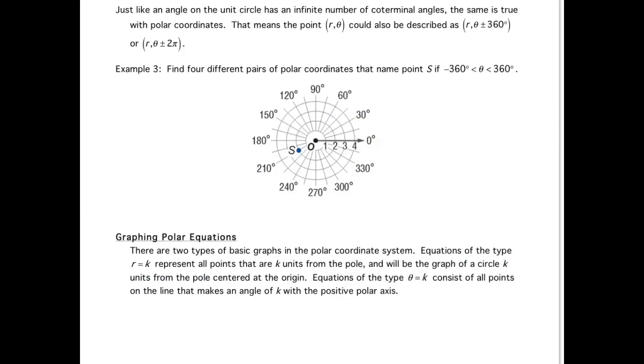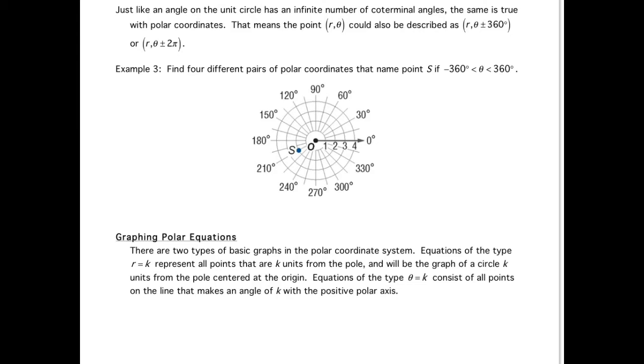Let's take a look at example 3 here. We are supposed to find 4 different pairs of polar coordinates that name the point S, and they limit us to between negative 360 degrees and positive 360 degrees. And that's just because we could come up with way more than 4 if we weren't limited. And notice that we have to stay in degrees because that's what is specified for theta.